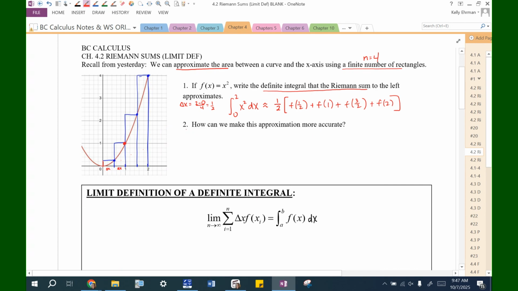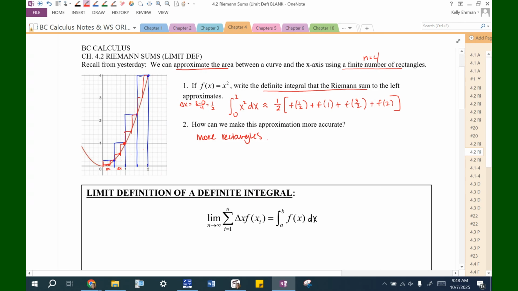So think about this. I used 4 rectangles. If I used 8 rectangles, then I would have rectangles that fit a little bit more. They would still be over what I need, but I wouldn't have as much of this overestimation happening. If I could use 16, that would be even better. And so the idea is we need more rectangles, right? And ideally, instead of having a finite number, I would have an infinite number.